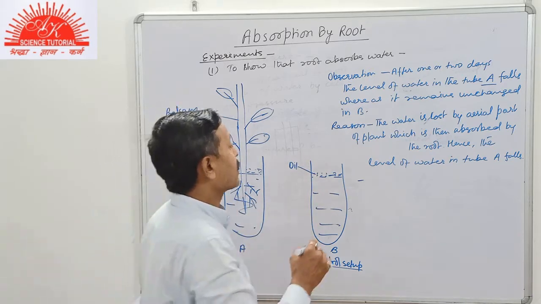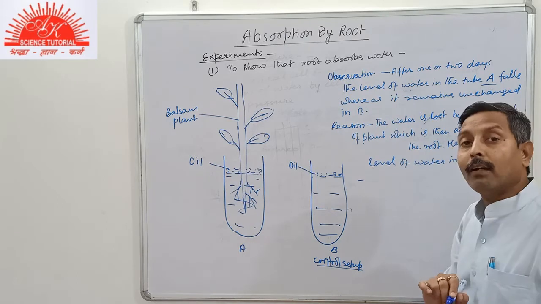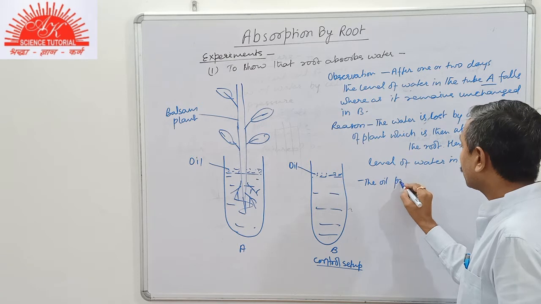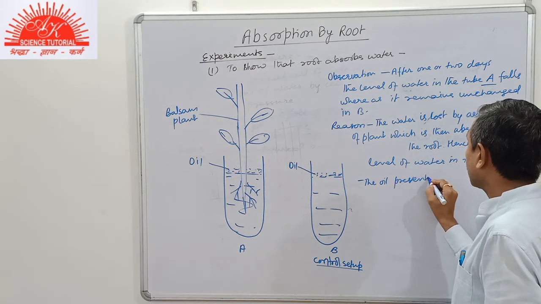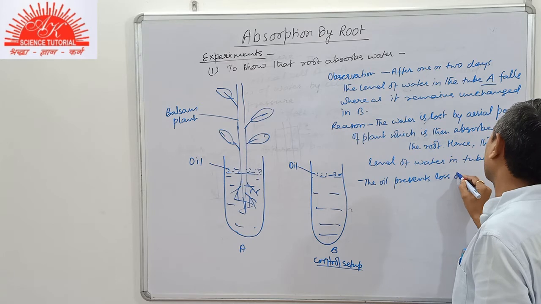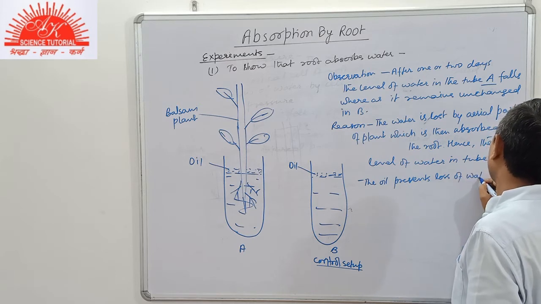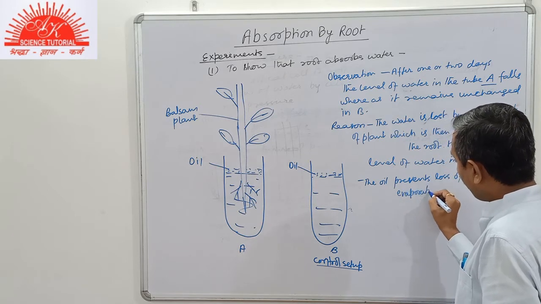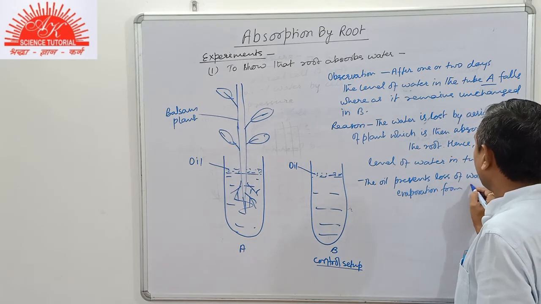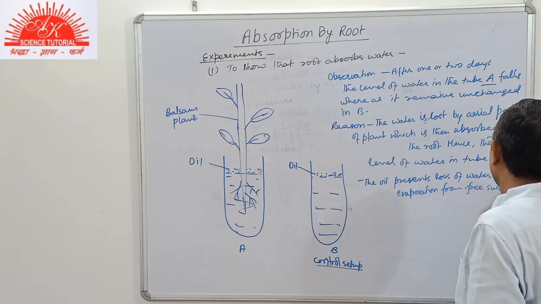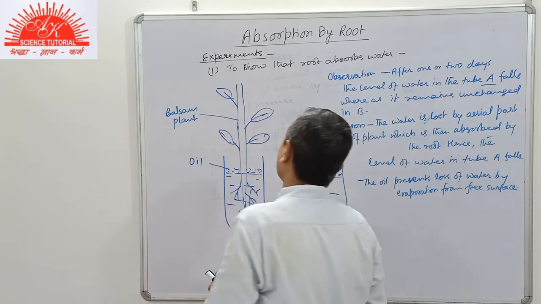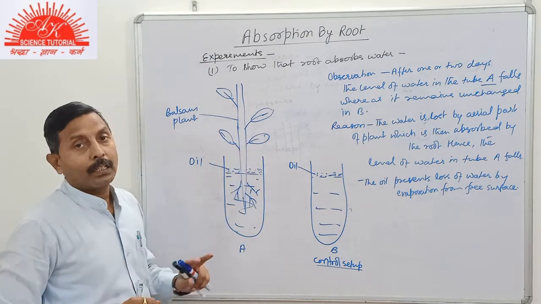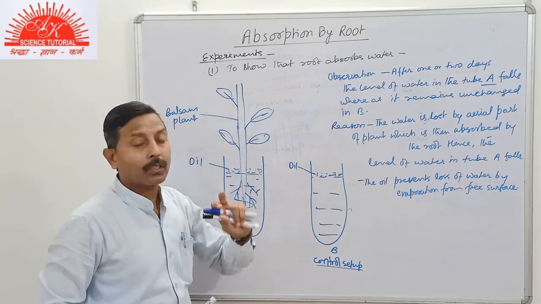The question is asked, what is the purpose of putting oil on the surface? So we write here, the oil prevents loss of water by evaporation from the free surface. So we see, students, that if water is present, it was absorbed and the level decreases. So this was to show that the root absorbs water.